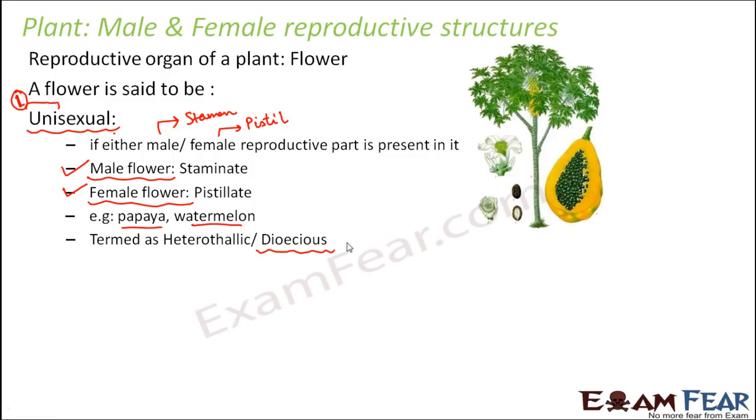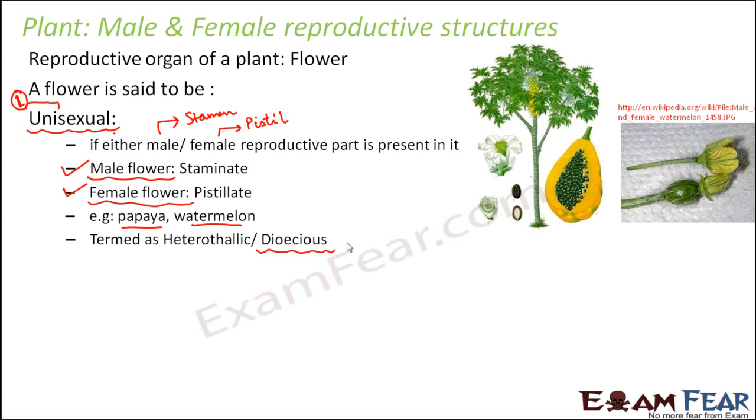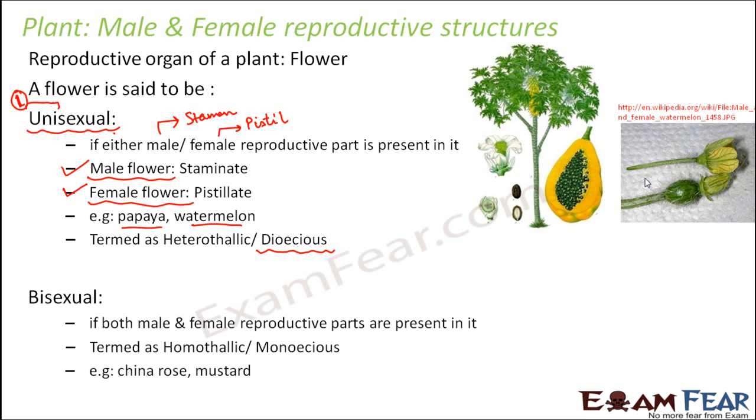So these are the examples of unisexual flowers. Here you can see how the male flower looks and how the female flower looks. Now, bisexual flowers are those where both male and female reproductive parts are present in the same flower. Bi means two. And any plant which has both male and female flowers in the same plant is said to be monoecious. So monoecious and homothallic are the terms used for the plant.